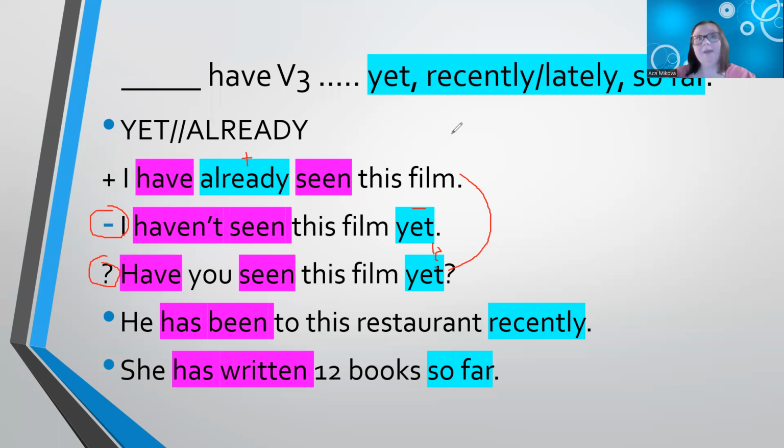Recently or lately. Недавно, в последнее время. For example, he has been to this restaurant recently. So far, на сей момент. In Russian, we don't use it very often, but in English, they do. She has written 12 books so far.